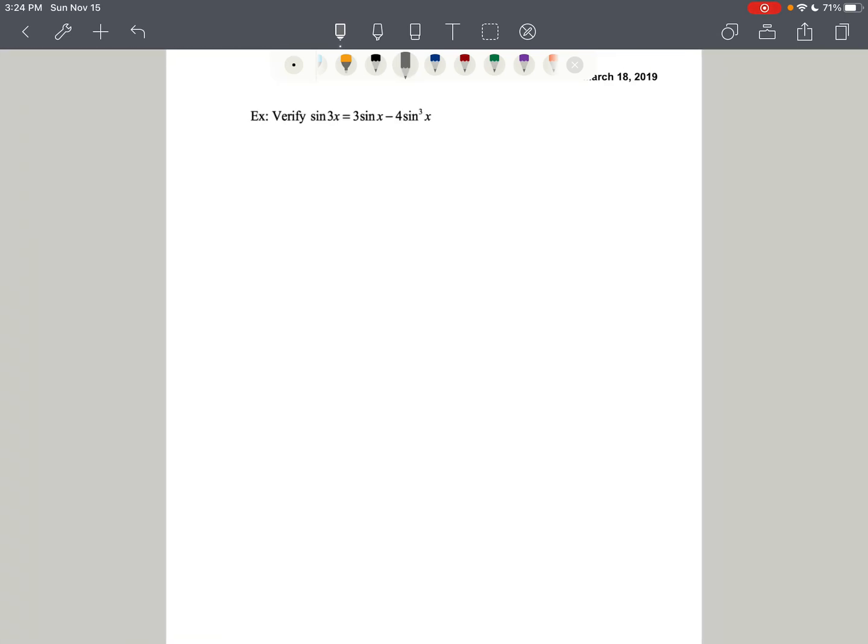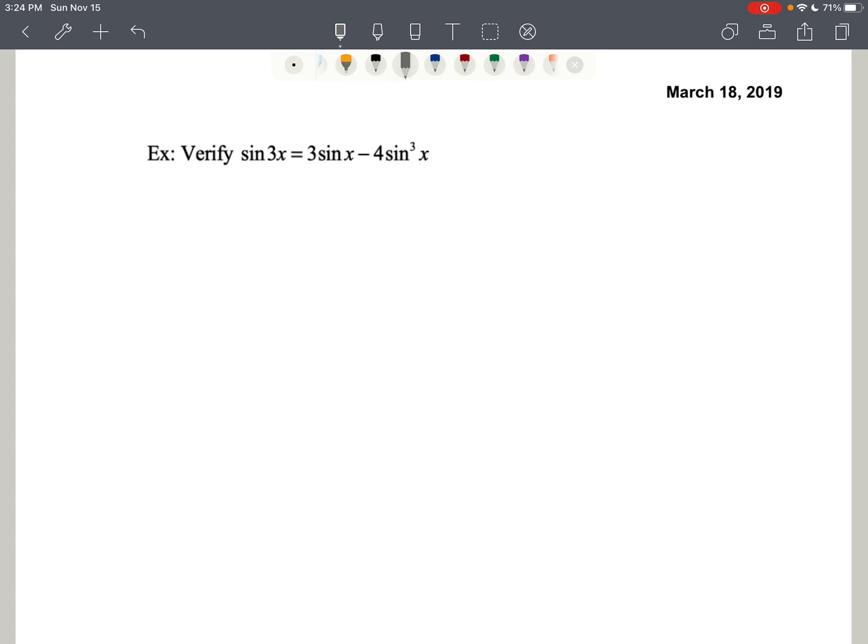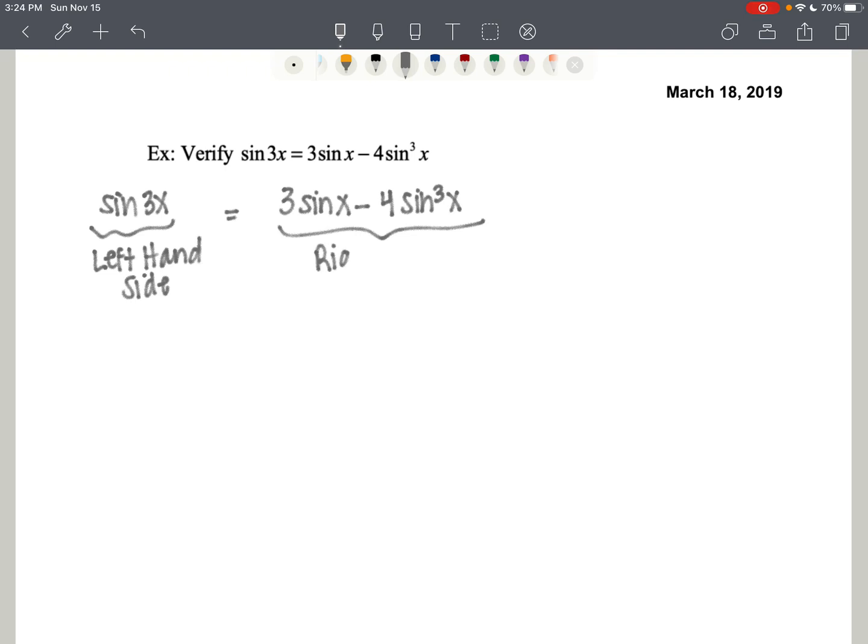So hopefully you got that. And this is where we're going to have a glimpse of the future. Why are we doing this simplifying? So that we can verify. So when we verify, we are going to want to make the left-hand side look exactly like the right-hand side. So the left-hand side is the sine of 3x. That's our left-hand side. And we want it to equal the right-hand side. 3 times the sine of x minus 4 sine cubed of x. This is the right-hand side. So the left-hand side we'll call LHS, and the right side is RHS, right-hand side.